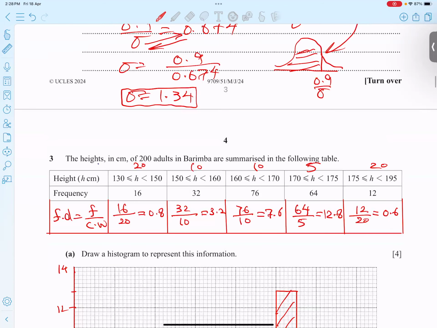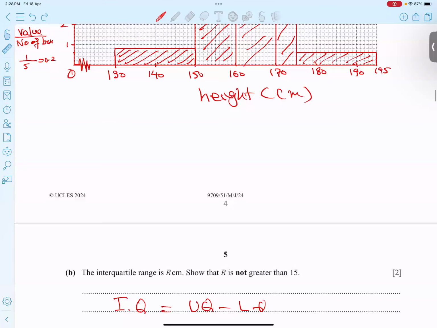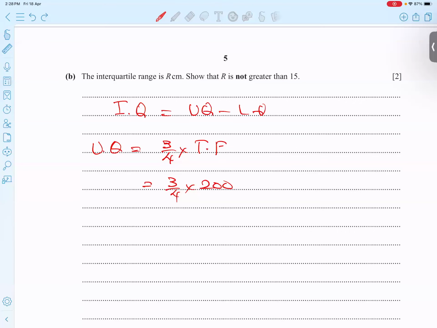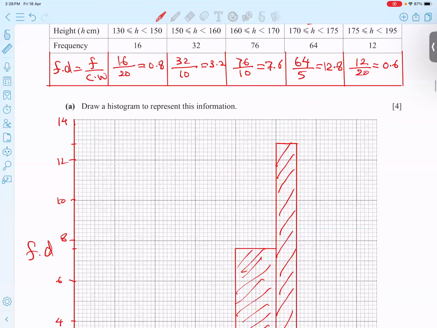So 175, wait a minute, 3/4 of 200 is 150, sorry, 150. But 150 is not our answer, we check it. If I check it, 16 plus 32 plus 76 plus 64, I get 188. But if I add the earlier numbers, I'm not getting 150. So that is why this is my answer. I have to take this class.